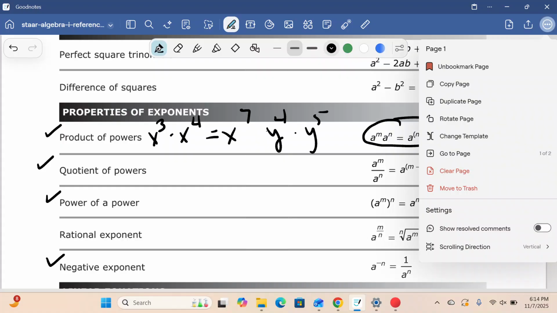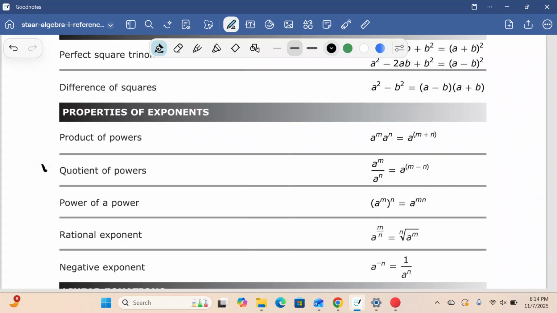For problem number 2, the quotient of powers, anytime that you have a power divided by a power which has the same base, for example, you have x to the fifth all divided by x to the third, you're going to keep the same base of x and you're going to subtract the exponents. You get 5 minus 3 and the answer is 2.